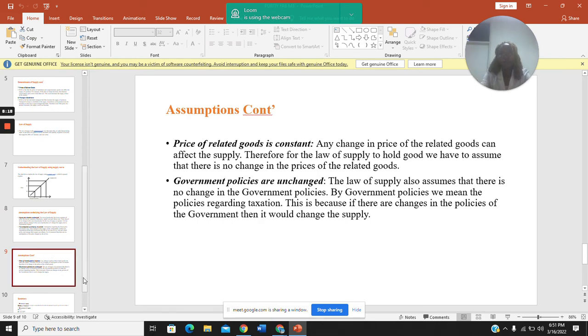Okay, the other one is price of related goods is constant. Any change in price of the related goods can affect the supply. So for the law to apply, the prices of related goods should remain constant or unchanged. Let's go to government policies are unchanged. For this law to apply also, the government policies should not change. They should remain constant.